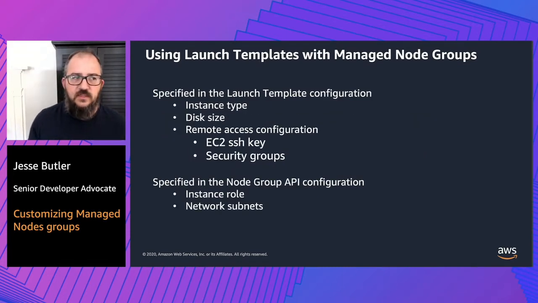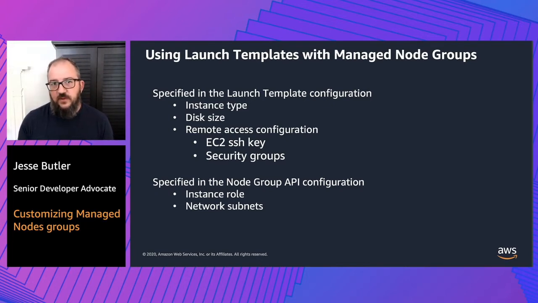Okay, so there are some things to note when using launch templates with managed node groups. Some elements are configured in the managed node group API, while others have to be in the launch template. So you're going to put things like instance type, your storage configuration, and your remote access configuration all into the launch template. And the node group API is going to expect configuration for your instance role and the network subnets that the group is going to be deployed on. The API will fail if the configuration is in the wrong place or if it's duplicated, so you'll know right off the bat if you've specified things the wrong way.